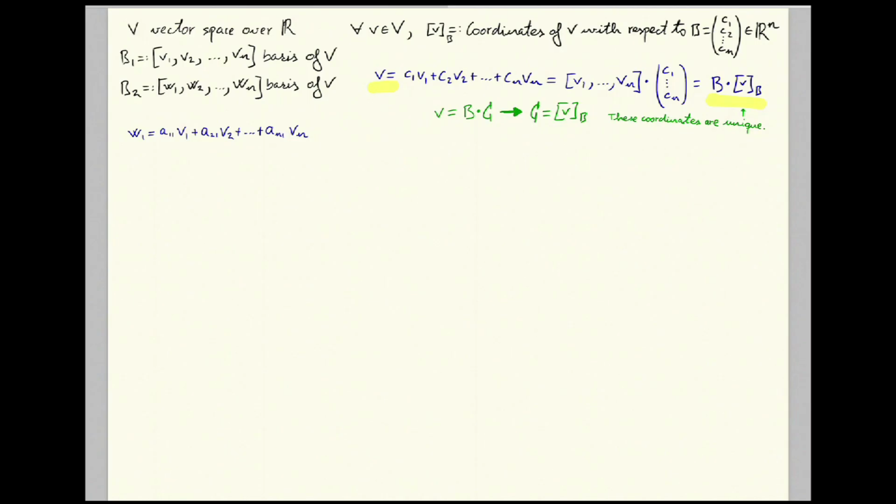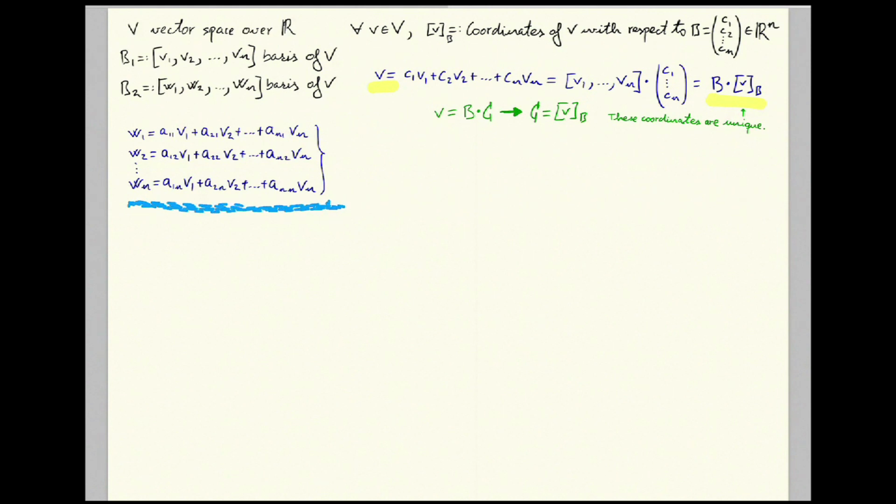This being said, it's clear that we can generate every element in the second base with linear combinations of elements in the first base. That's to say, this W, which is the first element of the second basis, can be generated as a linear combination of the elements of the first basis. And you can repeat the same idea with W2, W3, and so on. So at the end, we have that the second basis is just a matrix, what we call matrix of coefficients, matrix of scalars, times the first basis.